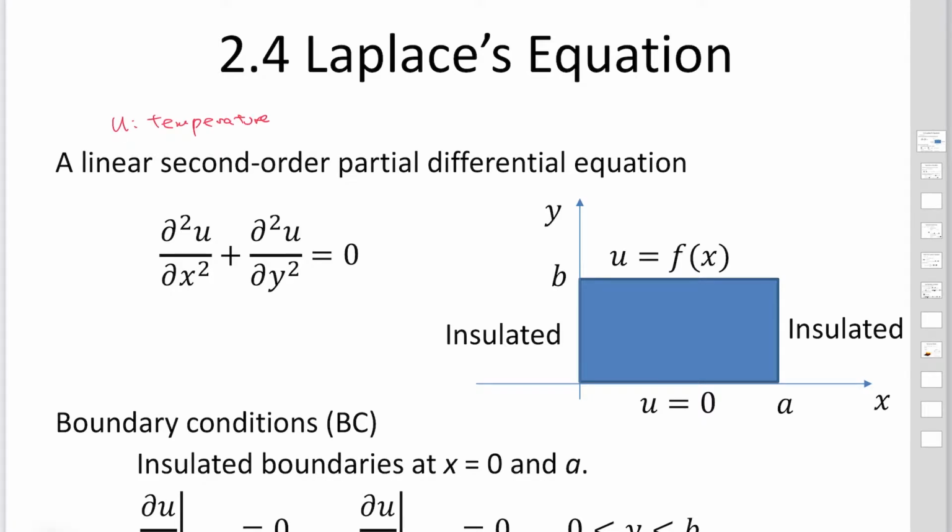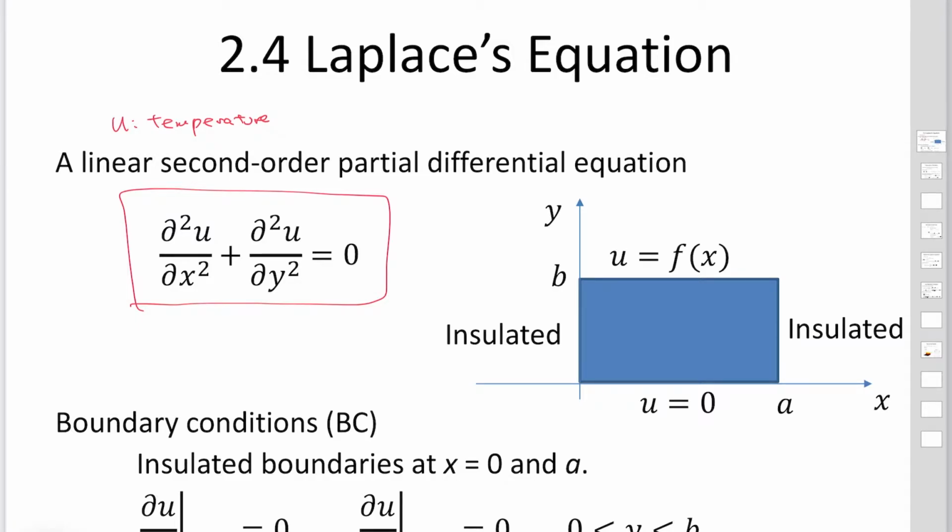To describe temperature distributions, we use a linear second-order partial differential equation. Because of the steady state, U is not a function of time. Instead, U is a function of the space coordinates. So the second derivative of U with respect to x plus the second derivative of U with respect to y equals 0. This is the differential equation we consider.